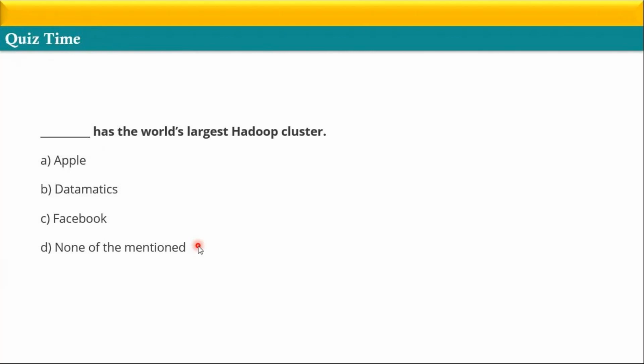Sir, I think Facebook, C, in the race. C is the correct one because these organizations are having limited data, and if the data is more, then definitely the cluster size will be more. So Facebook is the correct answer.